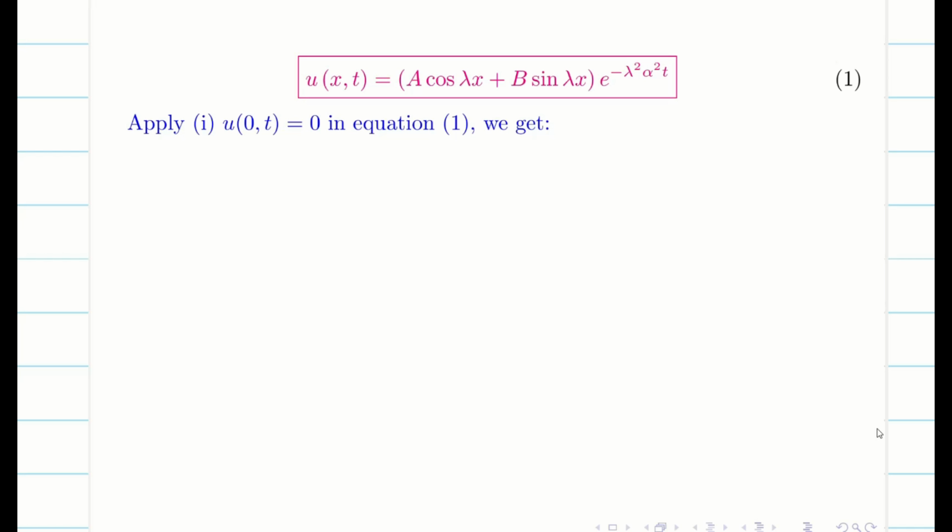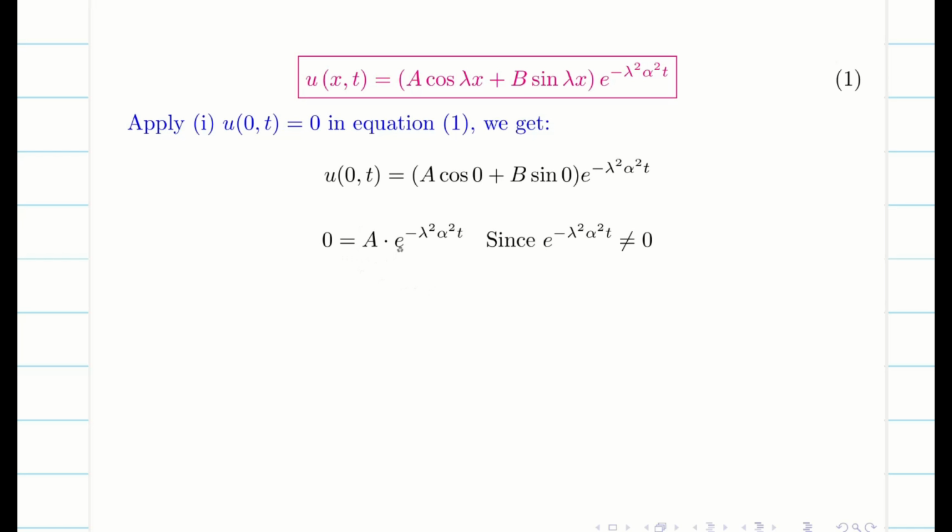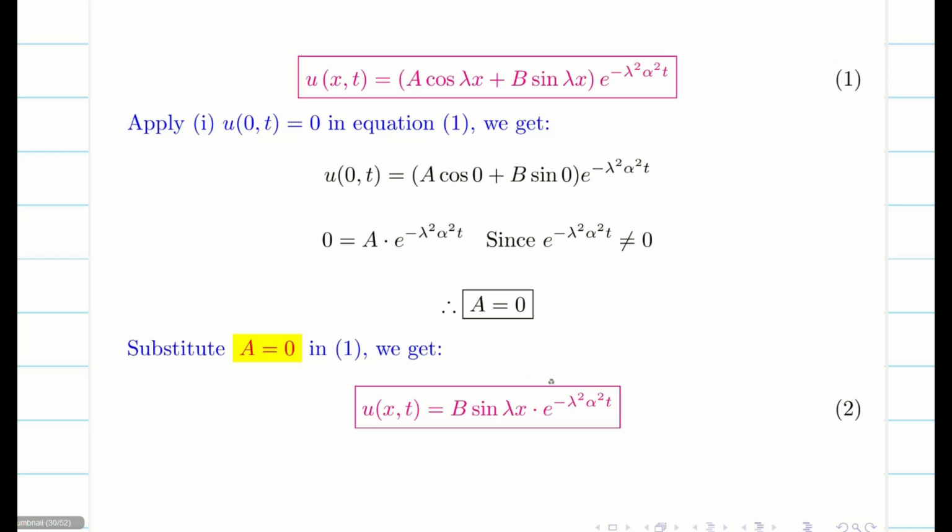Now, as usual, equation 1. If I put u of 0 comma t equal to 0 in 1, we will be getting 0 is equal to A e power minus lambda squared alpha squared t. Since this exponential is not equal to 0, because if this is 0, my equation 1 will become 0, that is not possible. Therefore, A equal to 0. Substitute A equal to 0 in 1, we will be getting a new equation 2.